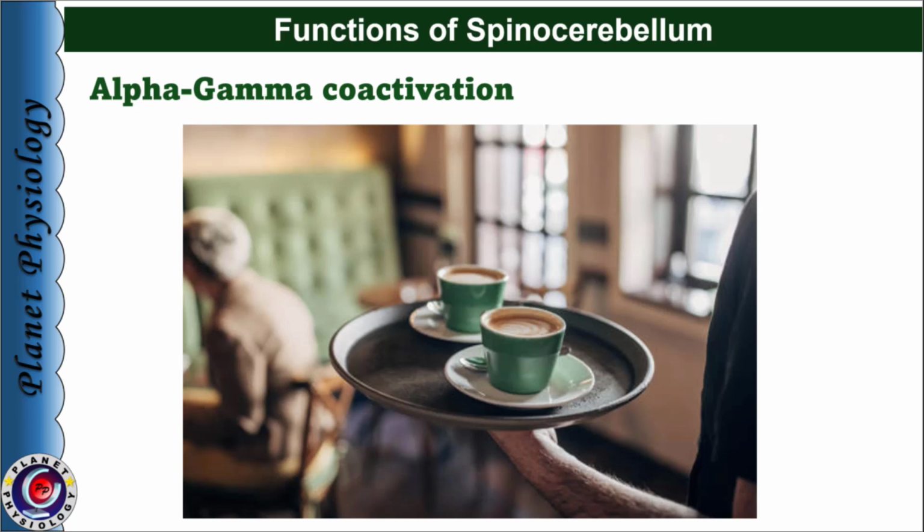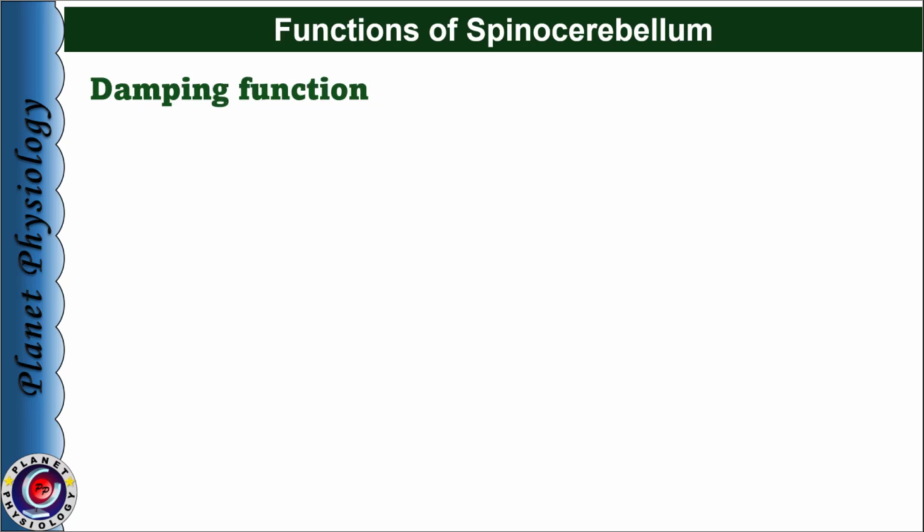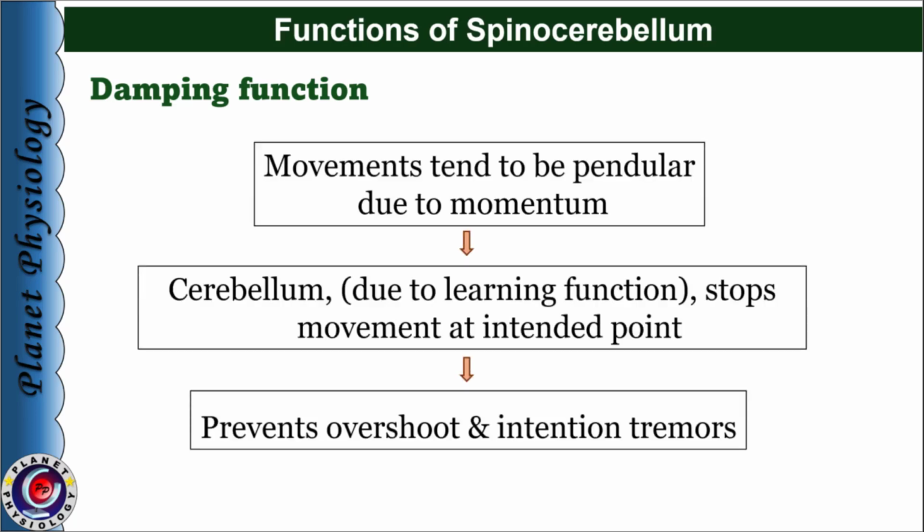Now let's move on to another important aspect of cerebellar function, the damping function. As you must have observed, when a movement is performed, it stops precisely at the intended point without overshooting. This accuracy is possible because of the cerebellum's damping function. Most movements are naturally pendular, meaning once the movement begins, momentum builds up, and it must be precisely counteracted to stop the movement at the correct spot. The cerebellum calculates this in real time and sends appropriate signals to ensure the movement stops exactly where it should.